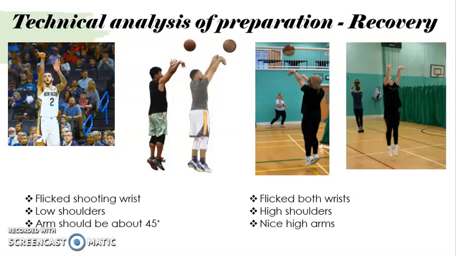Lastly, during the recovery, the athlete should have flicked wrists of the throwing hand position downwards. However, we can see that Demi has both wrists flicked. This is because she uses both her hands to throw the ball. We can also see that her shoulders are high and that her arms are extended at around the 45-degree angle.